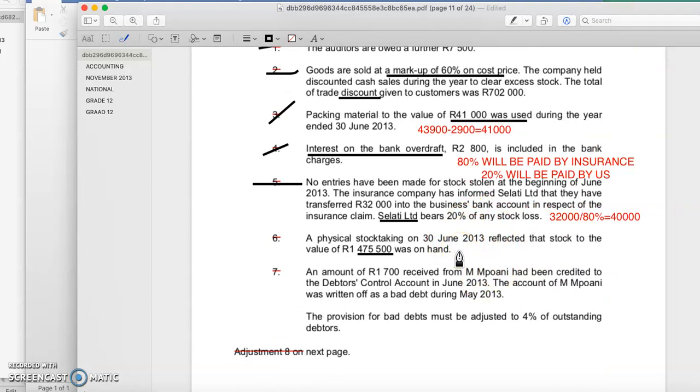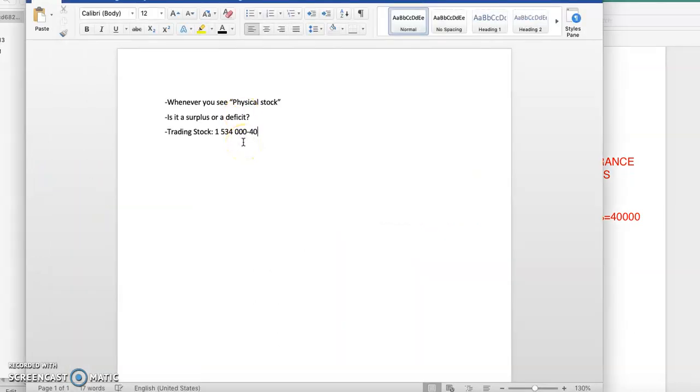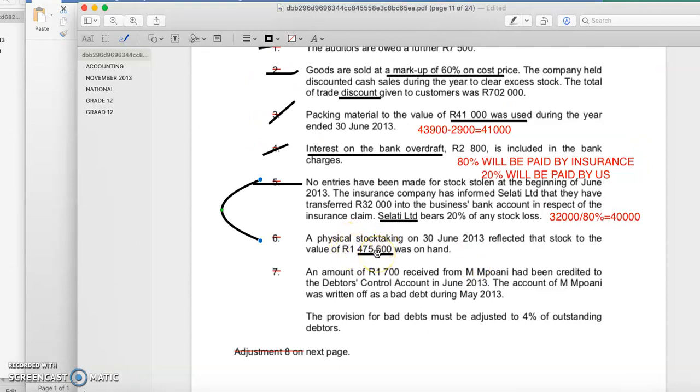No, we can't. Why? We need to look back at adjustment 5, okay? This affected our trading stock. We had all this trading stock, but some was stolen. And so we can't use this amount because we lost 40,000 of it. So don't forget to subtract that from your trading stock, okay? It's very important whenever you have a trading stock adjustment, you need to make sure you go to all the adjustments you already did to see if it affects your trading stock. Okay, if we calculate this, it should be 1,494,000. Okay, and now we can use this amount to compare to what we have on hand.